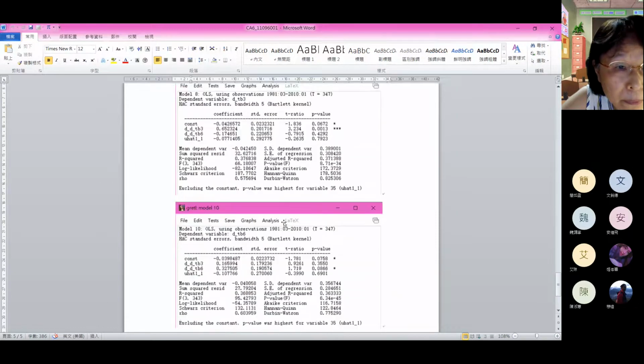You have to know that the dependent variables are different in these two models, right? One is TB3, the other one is TB6. You cannot use the same U hat one for both models. So you mean I need to do the U hat 2 for the TB6?